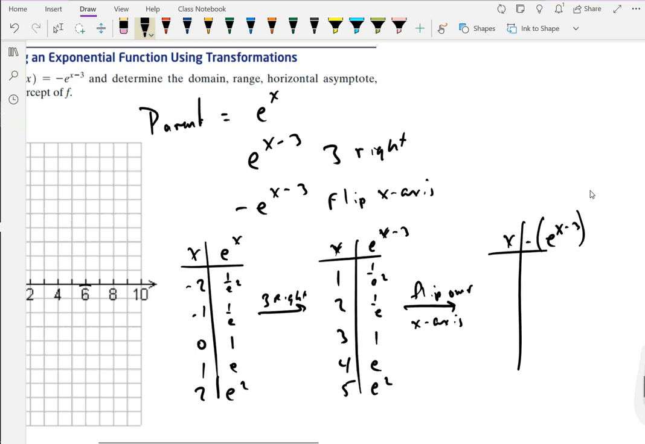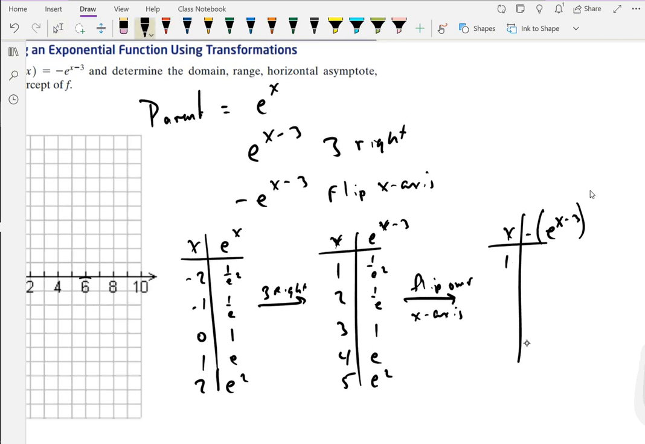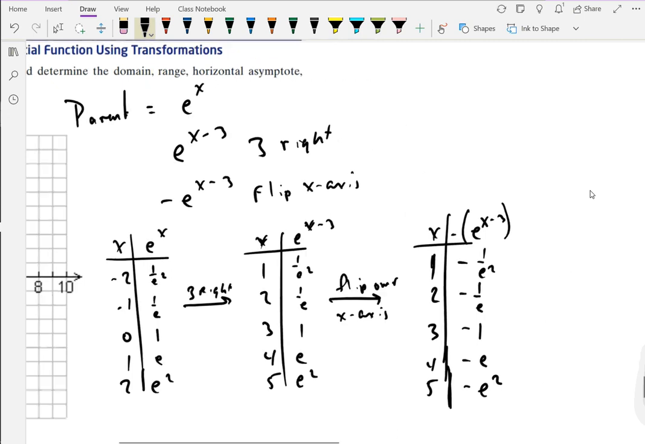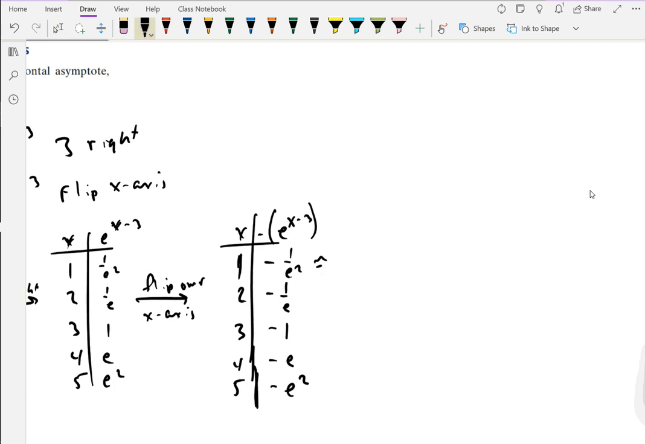So what that's going to do, if I flip over the x-axis, that's going to change all my y values. So my 1, 2, 3, 4, and 5 stay as is. I just take the opposite of my y value. So it's going to be negative 1 over e squared, negative 1 over e, negative 1, negative e, and negative e squared. Now, one of the things we'd want to do then is just type these into the calculator and see, well, what are these values?